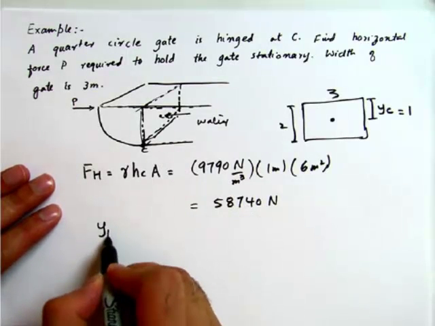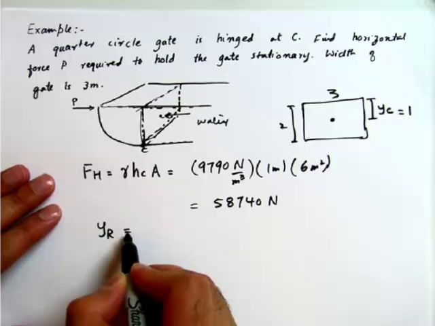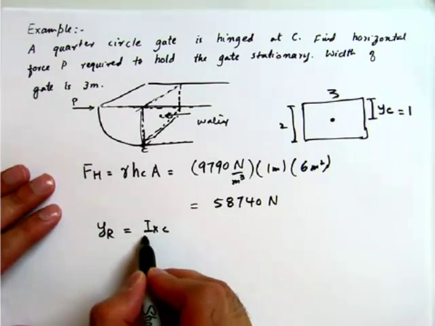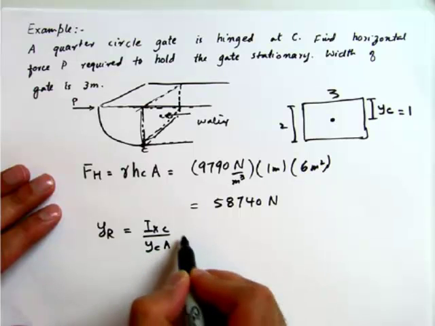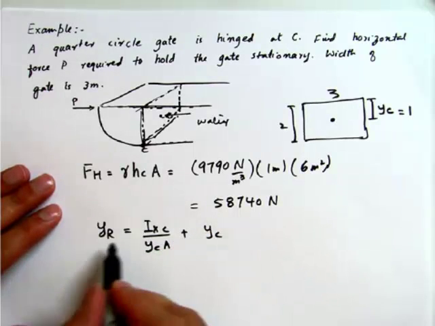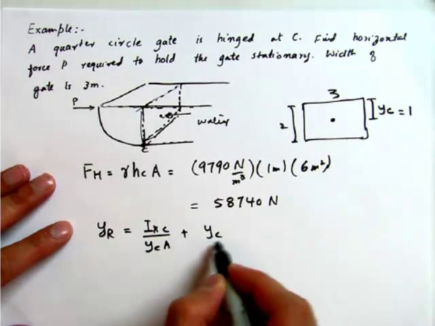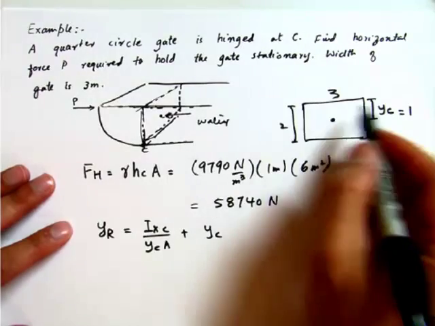The way we can find where this force is acting, I will use this relationship, y of r, which is Ixc over yc A plus yc, and we have this yc, which is 1. So yc, the area is 3 times 2.